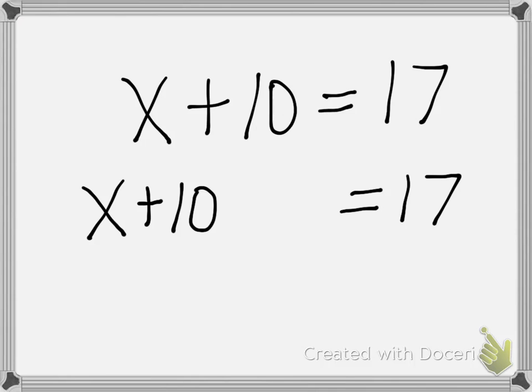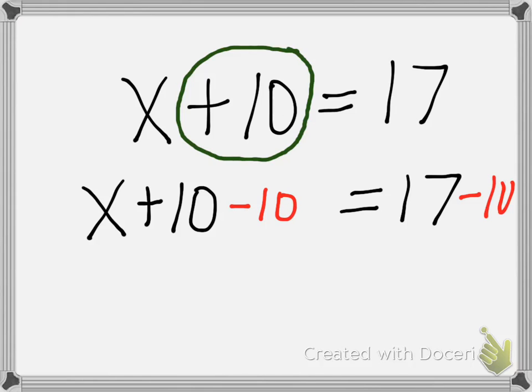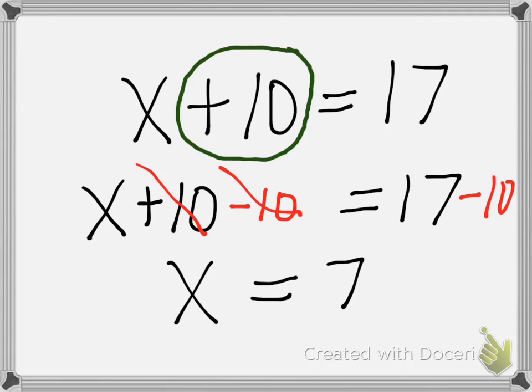Now's time to check your answer. Hopefully you determined that 10 was being added to x. So we are going to use the reverse operation and apply that to the left side and the right side. The opposite of adding 10 is subtracting 10. When I do that, I am now able to cancel the 10s on the left side, leaving me x. And on the right side, I simply subtract 10 from 17 to get 7. Check your work.